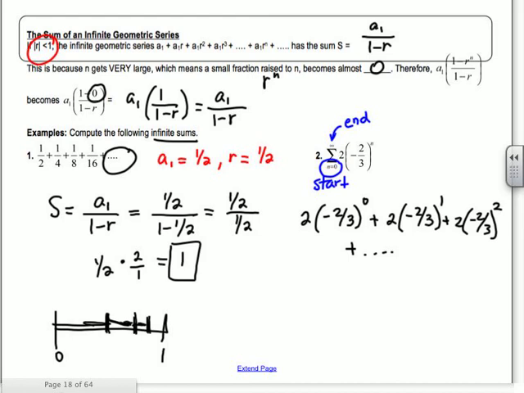That's kind of like the example I was showing you. So if you have from 0 to 1, and I have 1/2 plus 1/4 plus 1/8, it's filling that whole space. It's filling the whole 1.